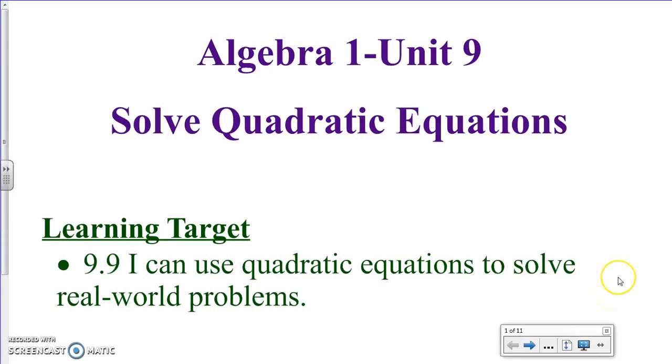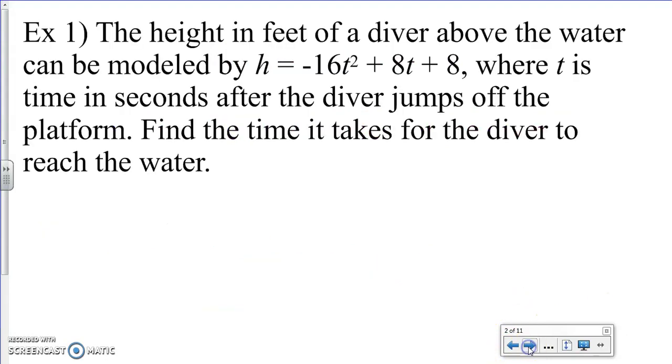Today we're going to talk about how to apply quadratic equations and where we could use them to solve real-world problems. So we're just going to go ahead and do about 5 problems. The first one: the height in feet of a diver above the water can be modeled by h equals negative 16t squared plus 8t plus 8, where t is time in seconds after the diver jumps off the platform. Find the time it takes for the diver to reach the water.